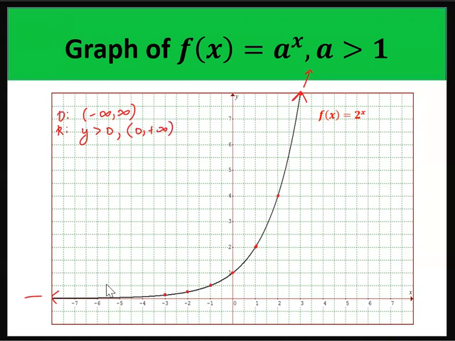Now, since the graph lies above the x-axis, it never crosses the x-axis because the value of y would always be positive, so it cannot be equal to 0. Which means that this graph doesn't have an x-intercept. Now, the graph crosses the y-axis at the point 0, comma 1. So the y-intercept is 0, comma 1. And then from left to right, the graph is increasing.